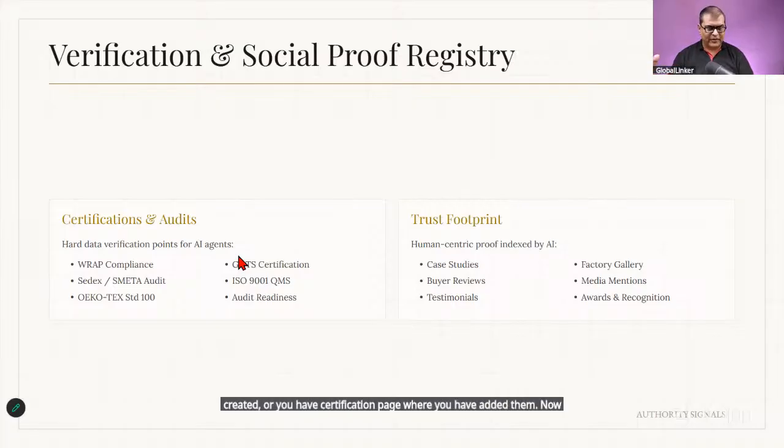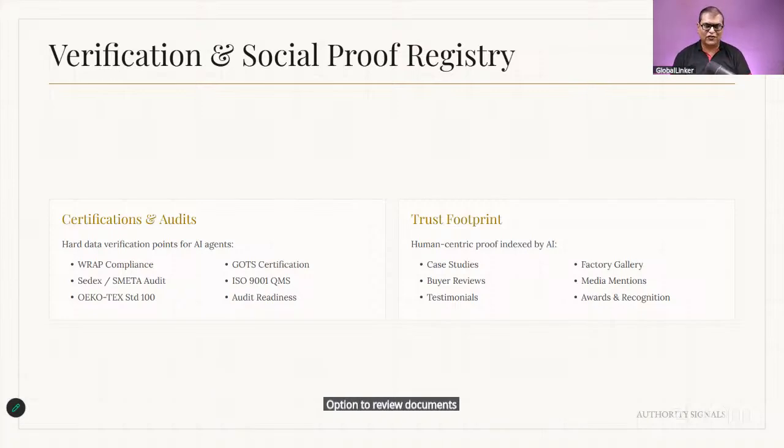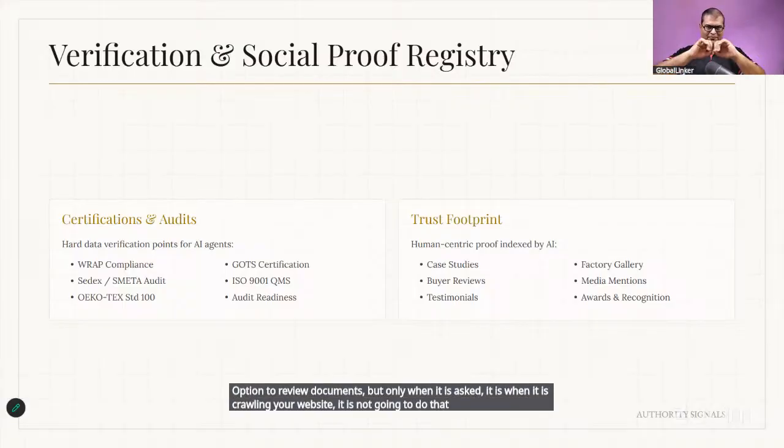Now, in a lot of websites when I review, I notice that people add certificates, but what is this certificate? There's no heading, there's no description to it. Now you are imagining that AI will make sense of it. Yes, AI has the option to review documents, but only when it is asked. When it is crawling your website, it is not going to do that, because that will appear as an image link or a PDF link. So you have to also add all that context to it.